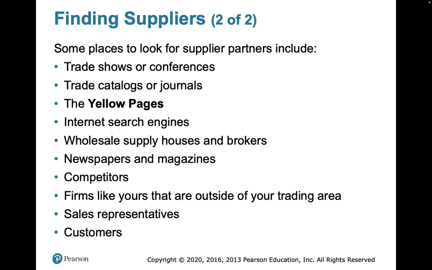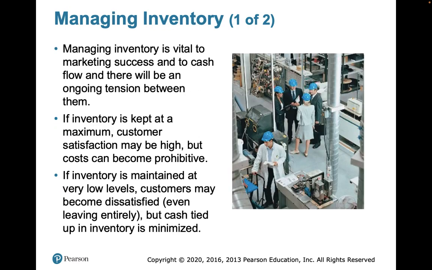You can also reach out to sales representatives and also your customers. Customers can also give you information, and sometimes your customers can also be your suppliers. They buy the finished product from you, but they also make money from selling you the raw materials you need to give them the finished products. So we're going to look at managing inventory. Now we've talked about the production channels and operation, we've also talked about the distribution channel, and we also looked at supply.